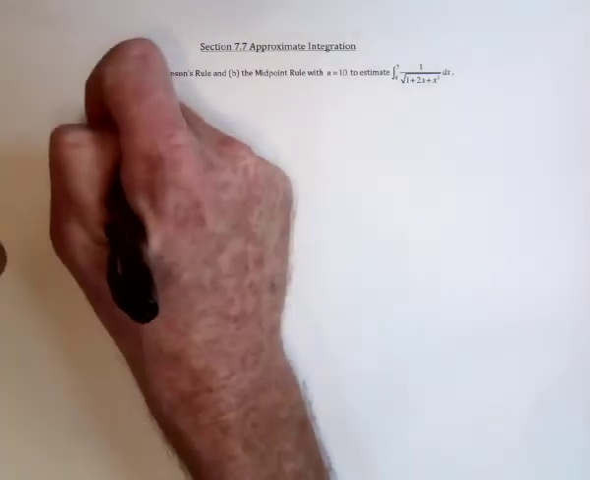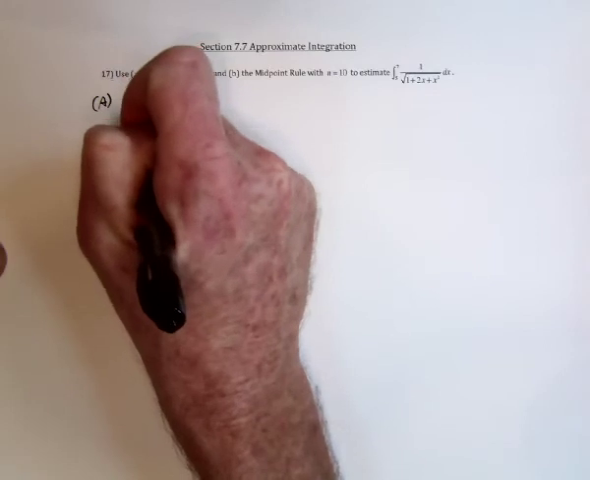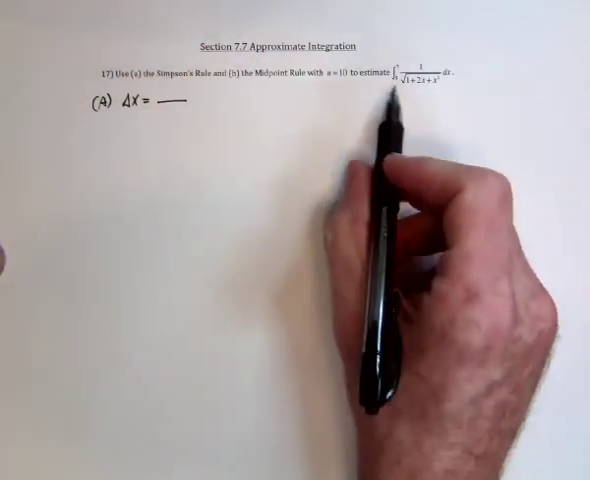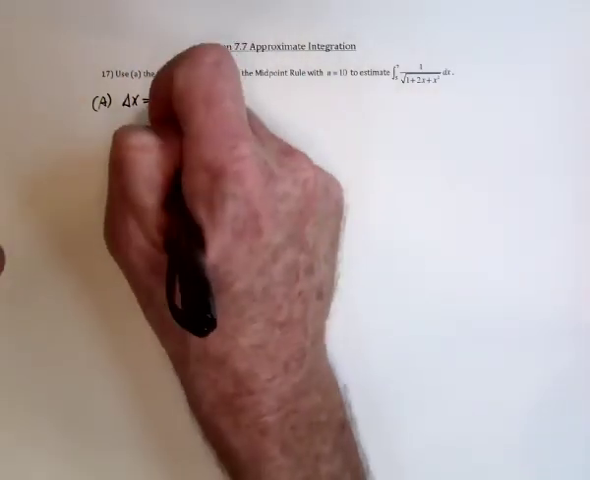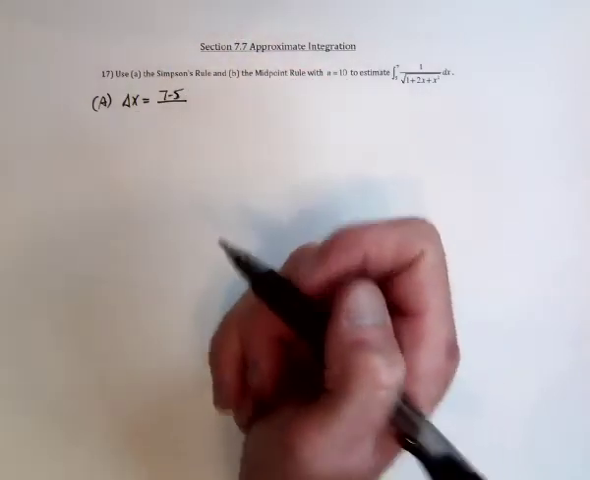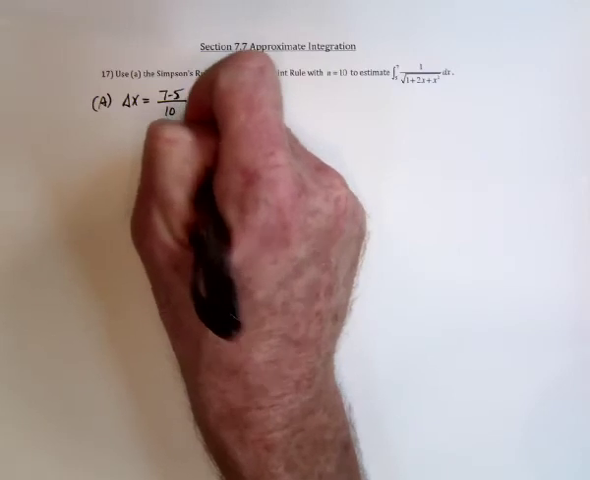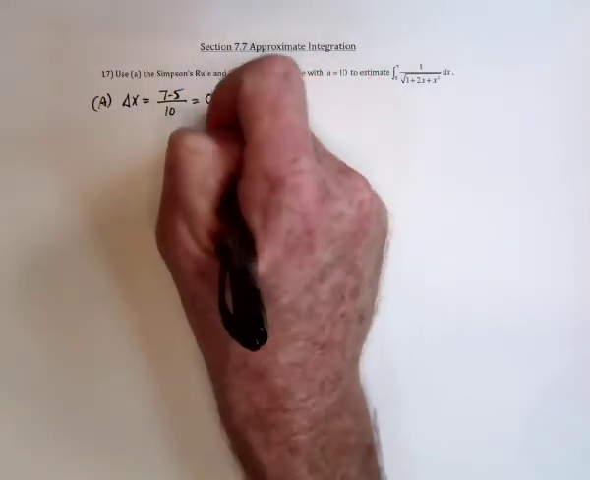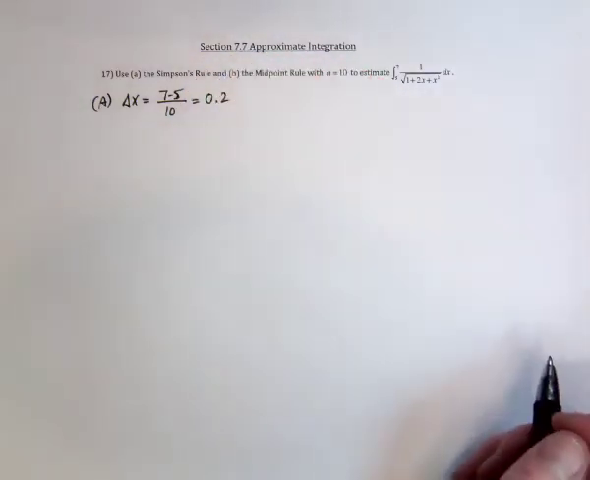Approximation rules, you begin by finding delta x. So delta x is going to be, first of all, you find the length of the interval from 5 to 7, and then divide by n. So that's going to be 2 divided by 10, or in other words, 2/10.